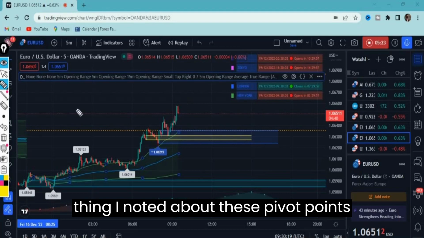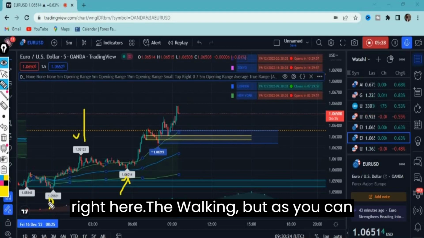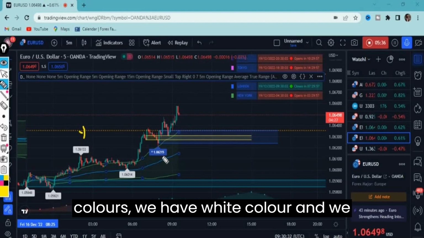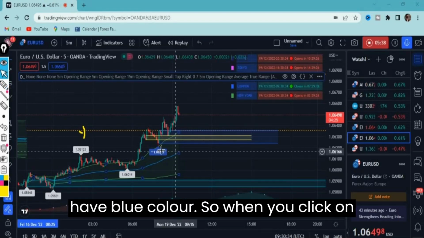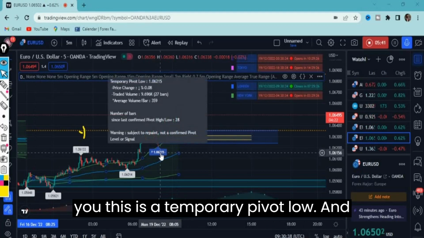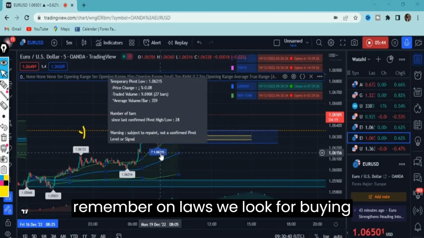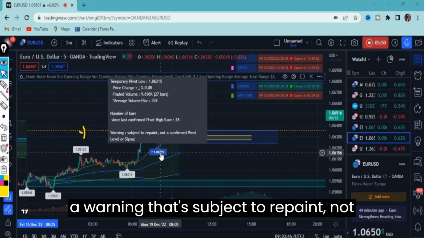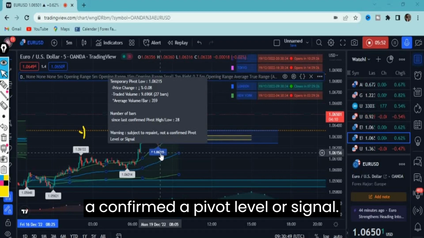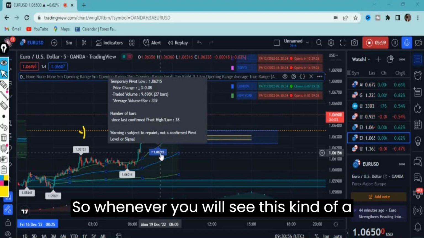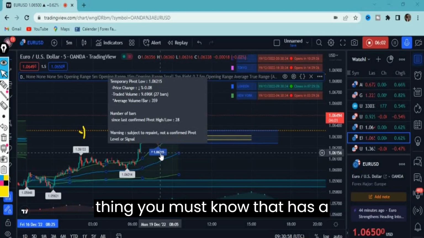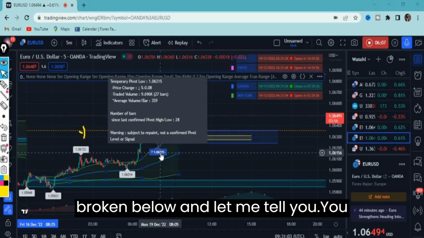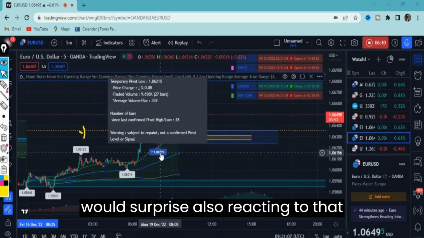And another thing I noted about these pivot points right here is that they're working, but as you can see, we have different colors. We have a white color and we have a blue color. When you click on this blue color, it is telling you this is a temporary pivot low, and remember, on lows we look for buying opportunities. It's actually giving you a warning that it's subject to repaint, not a confirmed pivot level or signal. So whenever you see this kind of thing, you must know it has a probability to be broken above or to be broken below. And let me tell you, you will see price also reacting to that level, okay?